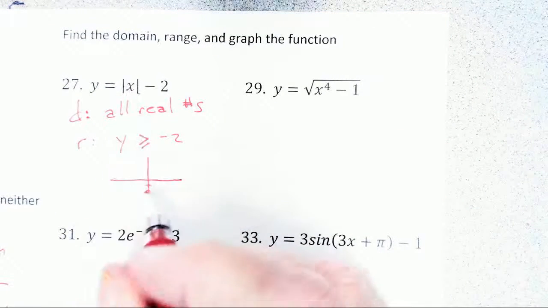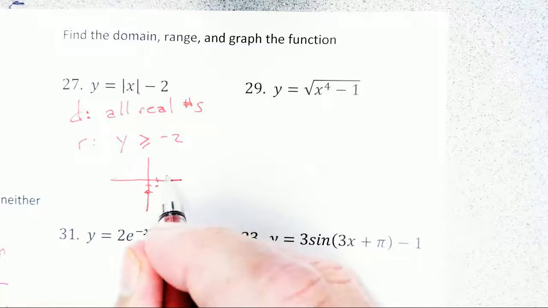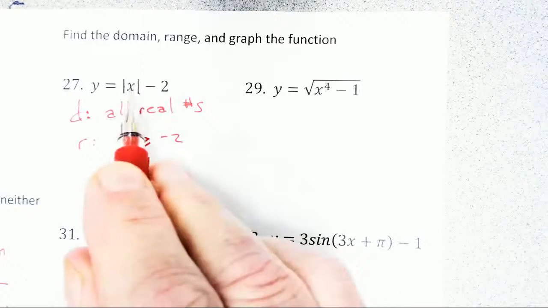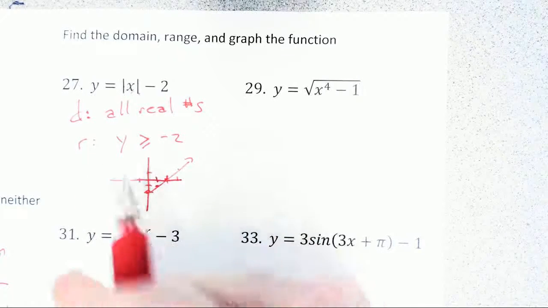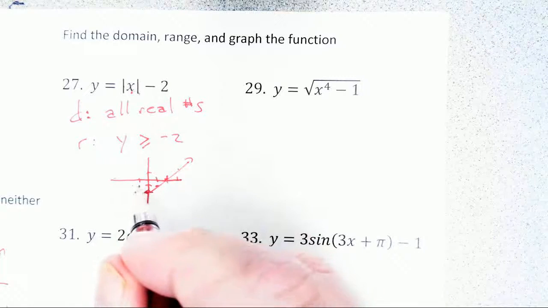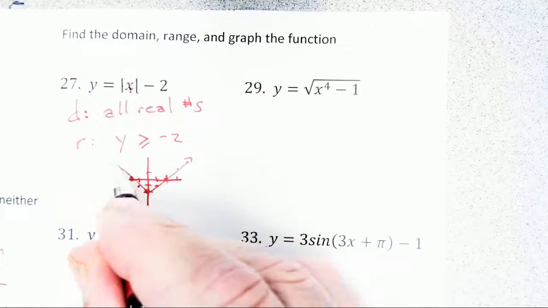Put in 1, get out 1, minus 2, negative 1. Put in 2, get out 2, minus 2, 0. Put in 3, get out 3, minus 2, 1. I got an idea what's going on here. Put in negative 1, comes out of absolute values as positive 1, minus 2, negative 1. Put in negative 2, comes out 2, minus 2, 0, and we've got this.